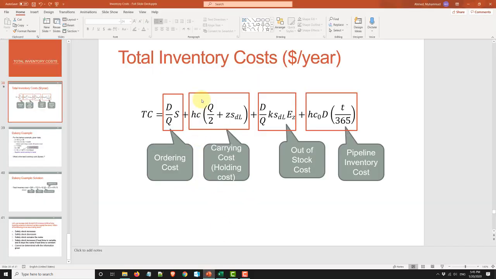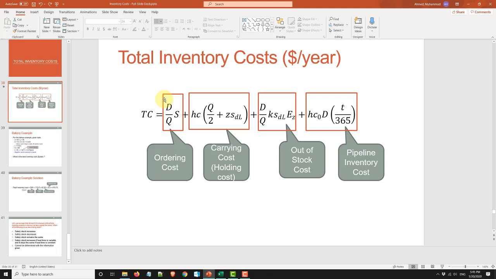Now, many logistics decisions are going to impact your inventory cost. Anytime your logistics decision changes the lead time, it's going to change the safety stock and the carrying cost. Wherever you see SDL, SDL is a function of lead time. It's going to change the out of stock cost, because if the lead time changes, SDL changes. If the lead time changes, usually your transportation time is also changing. Why? Because lead time includes the transportation time.